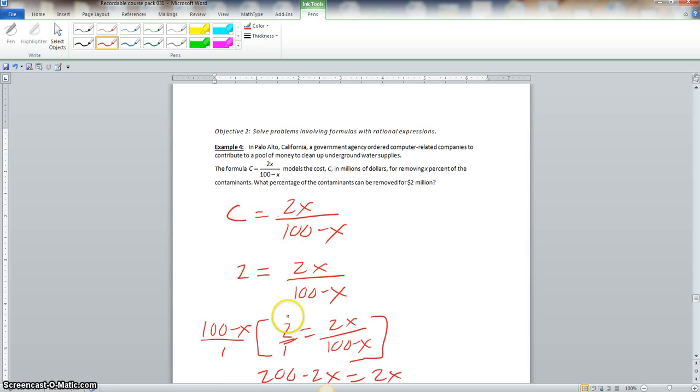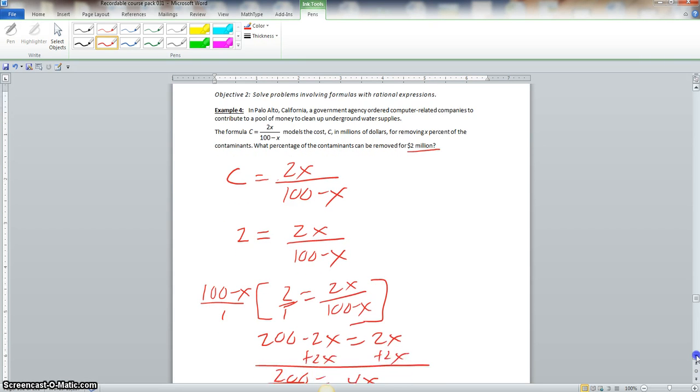So here, I took the liberty of writing this out, but I'm going to explain it. The first thing I did was rewrite this formula. C is equal to 2x over 100 minus x. Okay, now they tell us that C is in millions of dollars. So they say what percentage of the contaminants can be removed for $2 million. So C would just be 2, because that represents $2 million, is equal to 2x over 100 minus x.